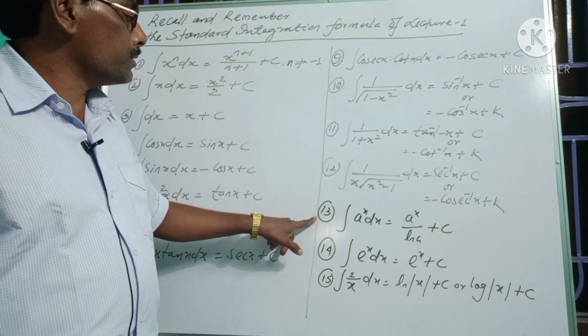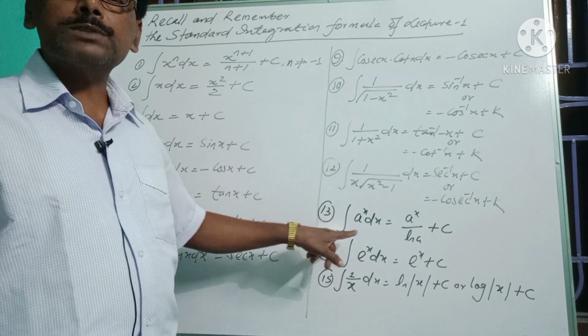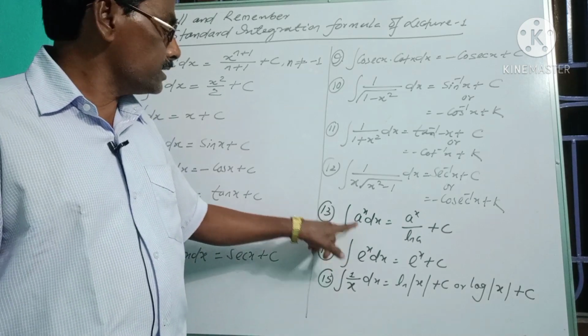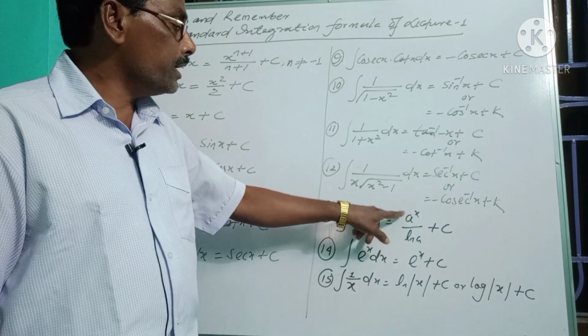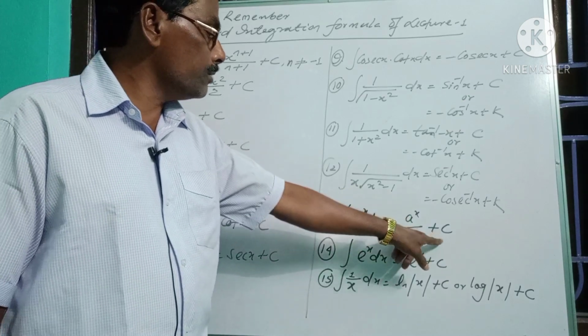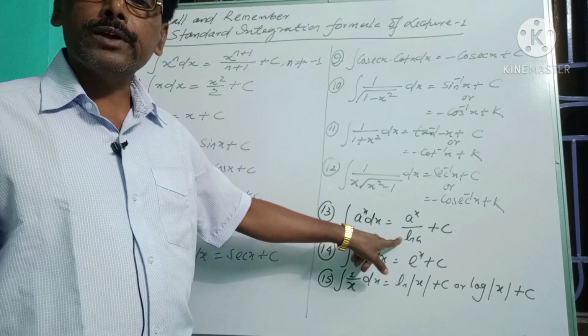So in the 13th formula we have derived the integration of the exponential function a to the power x, that is integration of a to the power x with respect to x is equal to a to the power x by ln a plus c, where ln a is nothing but log of a.